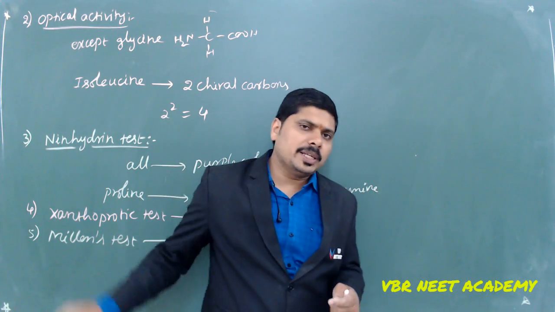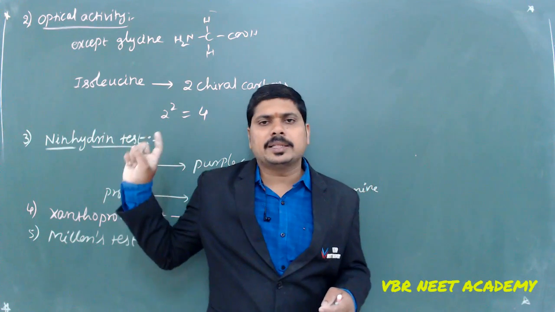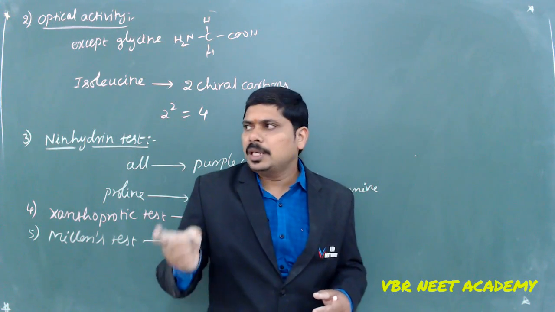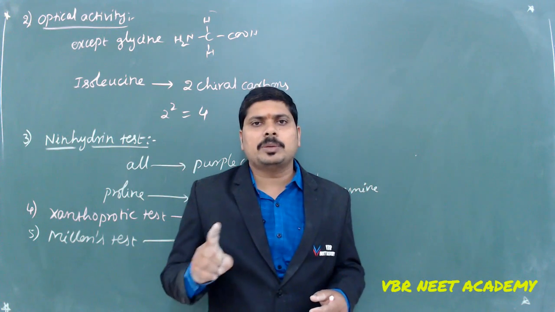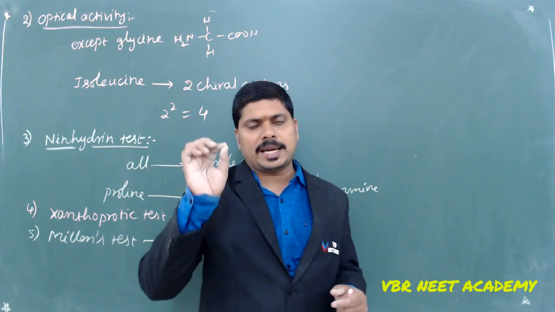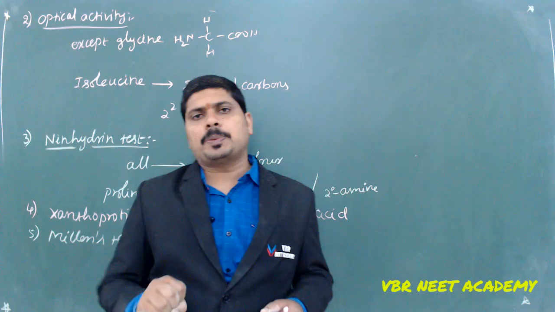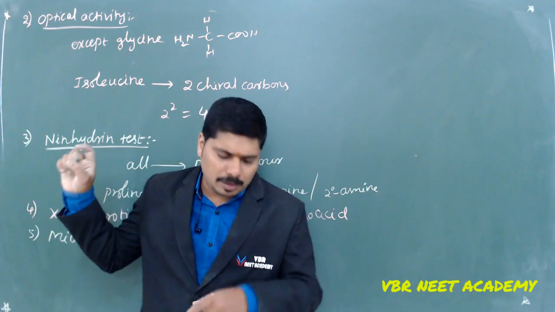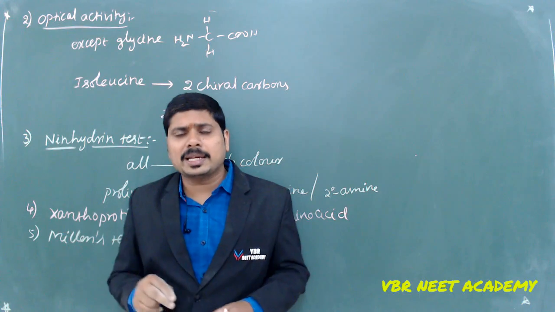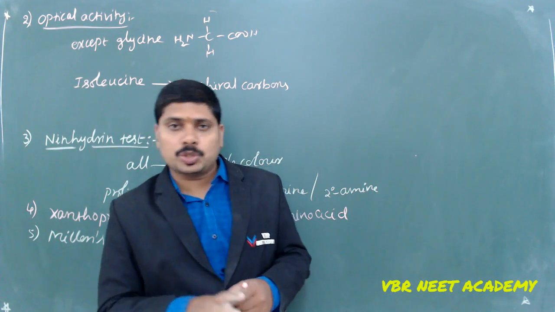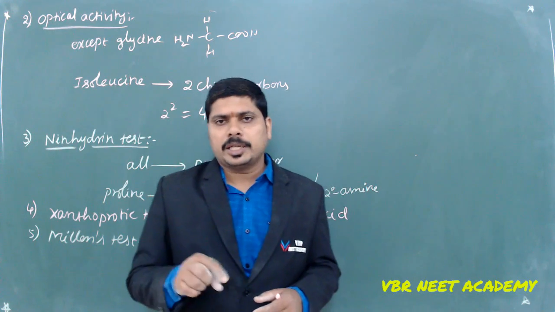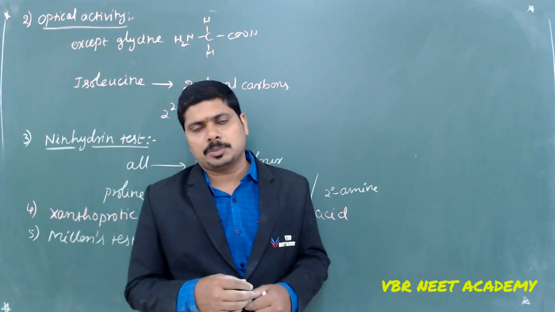And then we discussed the isoelectric point and optical activity. Except glycine, all the remaining amino acids are optically active because at least one chiral carbon is present, at the carbon bearing the amine group. And we discussed that two chiral carbons are present in isoleucine, so it has more optical isomers, that is 2 power 2, 4 optical isomers.